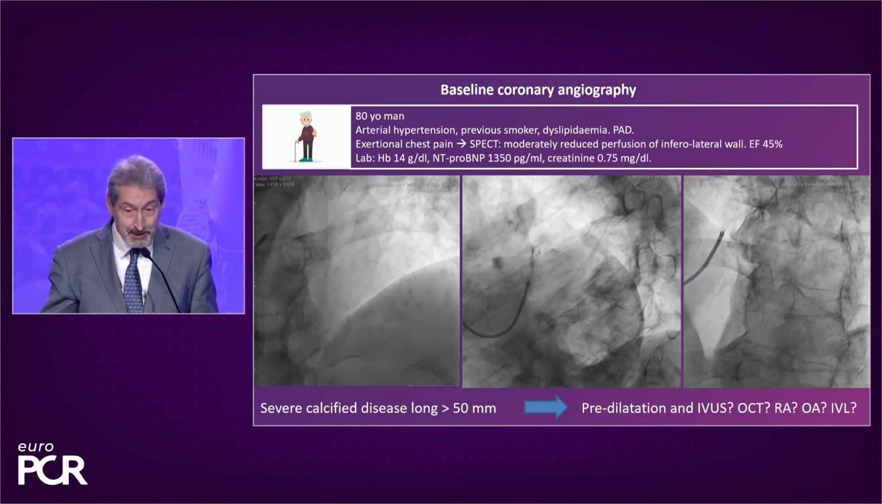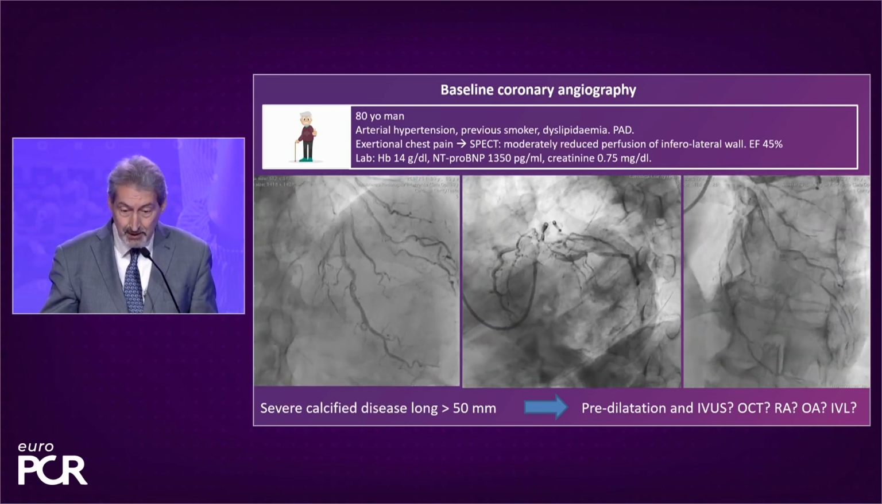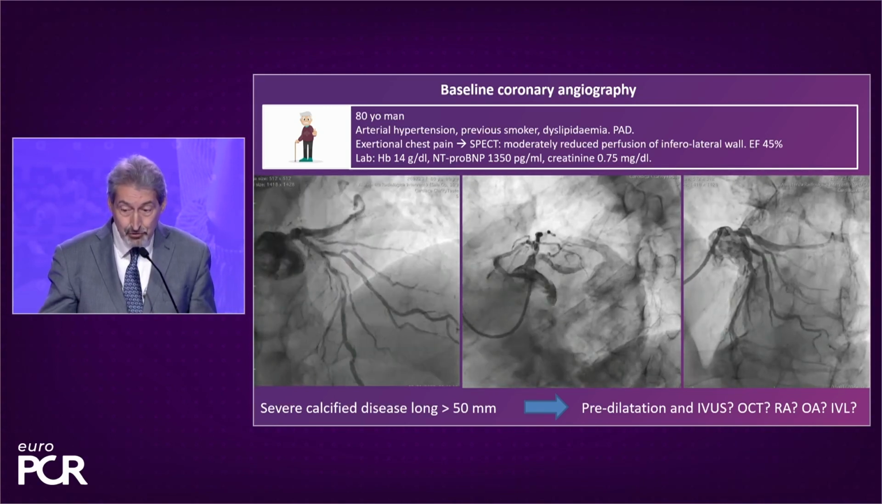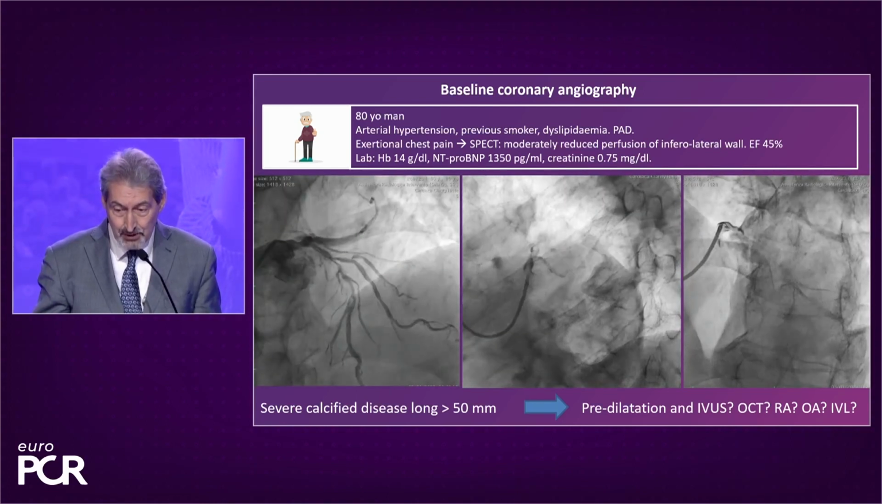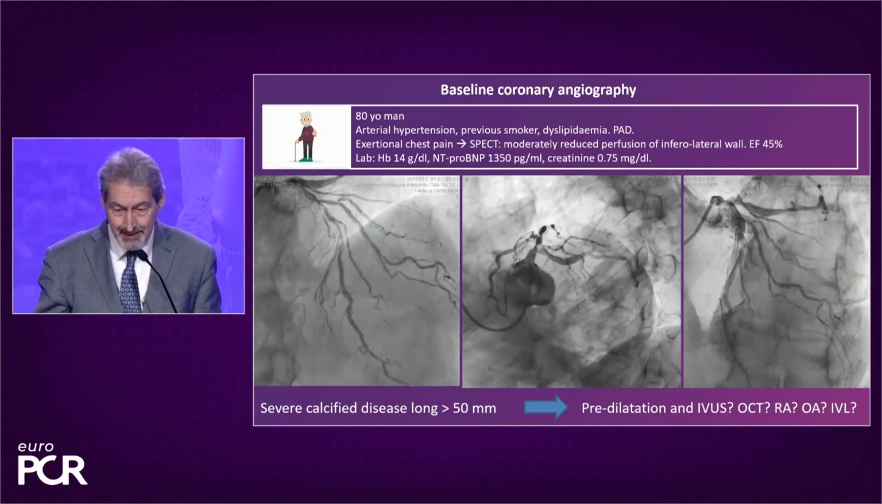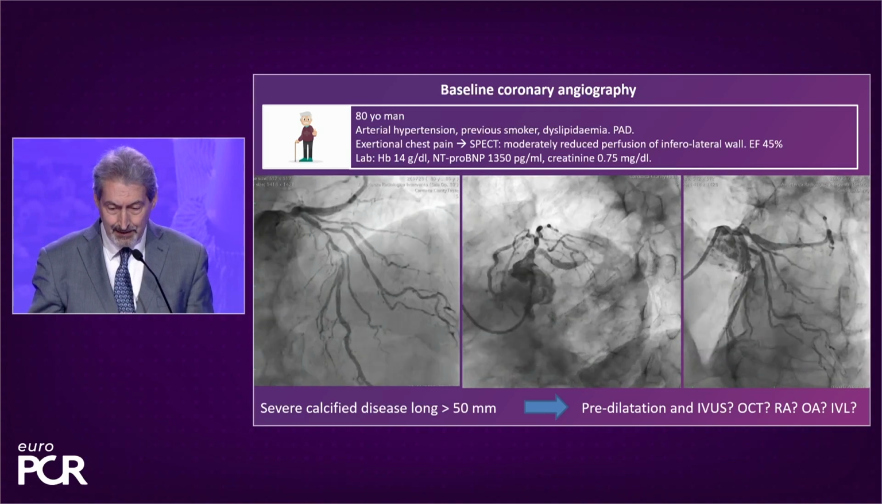This is the patient and the lesion, 80 years old. Just simple exertional angina, no history of myocardial infarction, but still, you see, there is a hit in the inferolateral wall. Ejection fraction is 45%, and NT-proBNP is definitely raised, but good renal function.